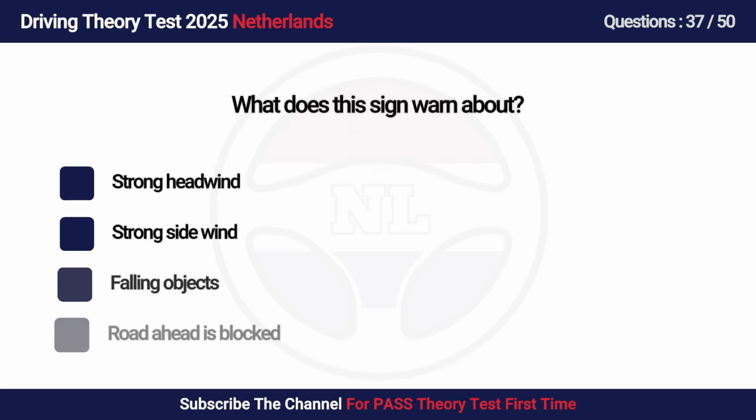Question 37. What does this sign warn about? A. Strong headwind. B. Strong side wind. C. Falling objects. D. Road ahead is blocked.